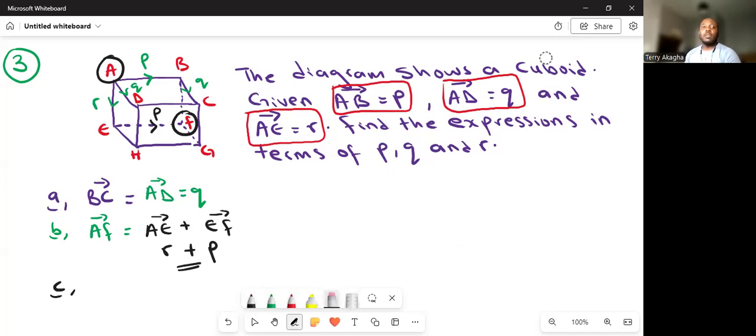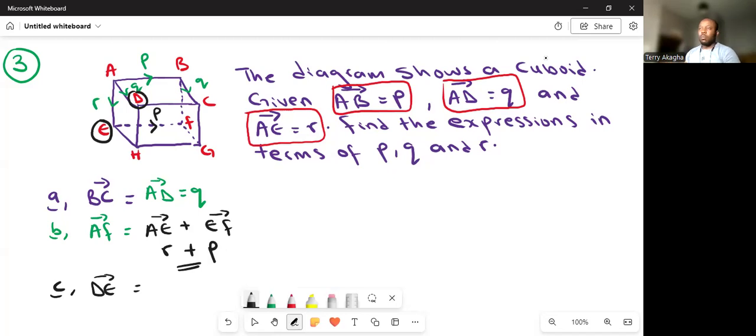The next one is that we have DE. We're told to find DE. So I need to move from D to E. So let me clean this one out. We need to move from D. Where is D? This is D. And I need to stop at E. So that means D to E, I can go from D to A and A to E, or I can go from D to H and H to E.